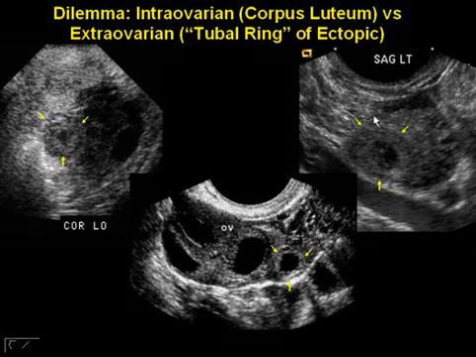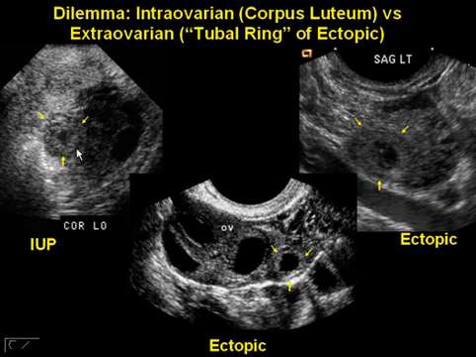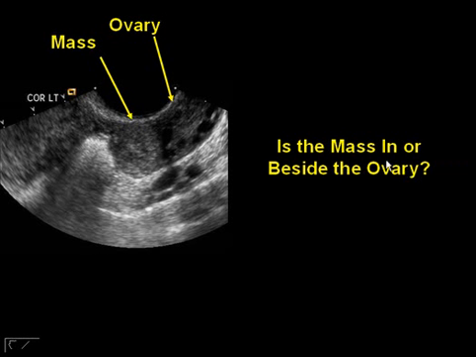So that's one of the biggest dilemmas that we have, or one of the biggest difficulties that we have in applying the straightforward rules that I listed on the earlier slide. On follow-up, this patient had an intrauterine pregnancy, so this was presumably a corpus luteum, and these two proved to have ectopics on follow-up. So how do we tell the difference?